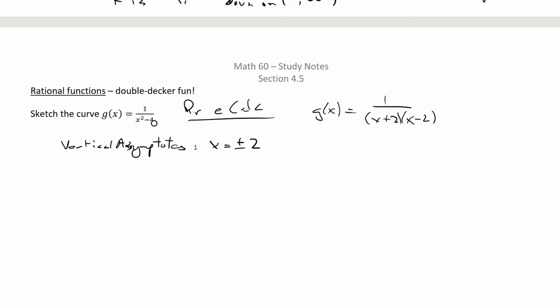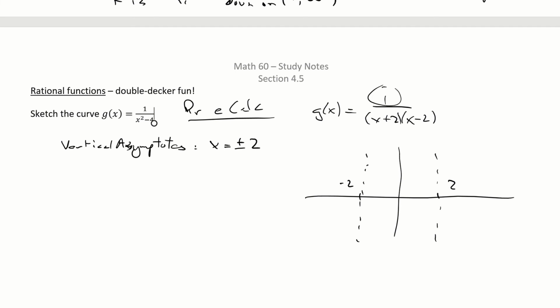If you were in pre-calc, that would cause me to start graphing right away. I'd mark off like this is minus 2, and this is 2, and I know that's no man's land. You can't cross that thing. What else do we know? If you look in the numerator, can this fraction ever be 0? No, only the top being 0 causes the whole thing to be 0, so there are no x-intercepts.